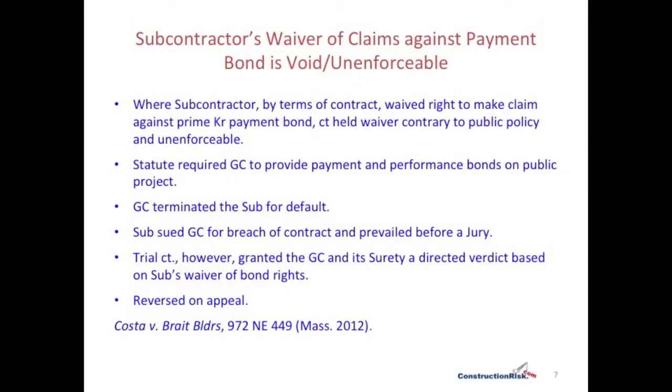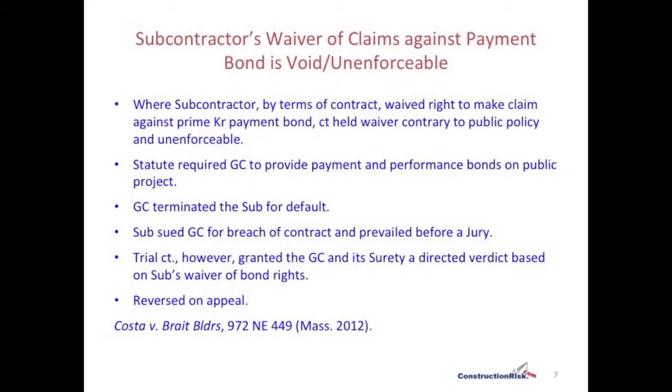The statute required the general contractor to provide a payment and performance bond on this public project. The general contractor terminated the sub for default, and then the sub and the GC ended up in litigation with the sub suing the GC for breach of contract, and it prevailed in front of a jury. But the trial court granted the general contractor and its surety a directed verdict based on the sub's waiver of its bond right. So in other words, the sub recovered in a jury trial, but then on a directed verdict, the court said, well, that's fine, but you can't recover under your bonds.